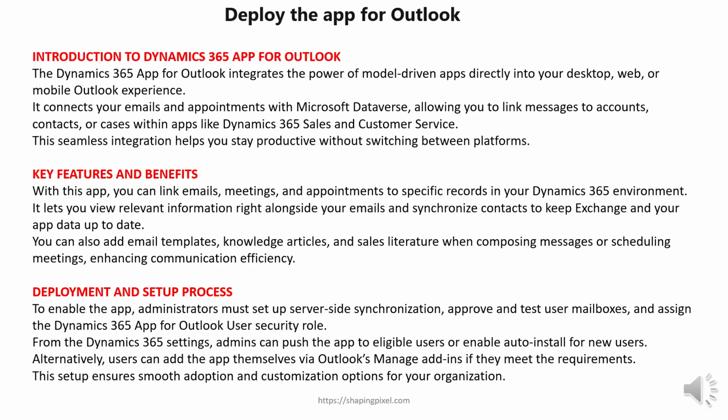Deployment and setup process. To enable the app, administrators must set up server-side synchronization, approve and test user mailboxes, and assign the Dynamics 365 app for Outlook user security role. From the Dynamics 365 settings, admins can push the app to eligible users or enable auto-install for new users. Alternatively, users can add the app themselves via Outlook's Manage Add-ins if they meet the requirements. This setup ensures smooth adoption and customization options for your organization.